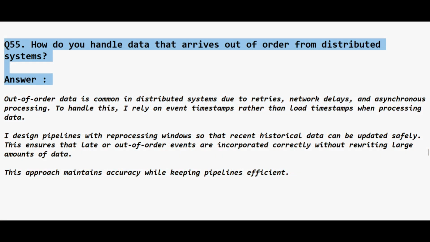Question 55. How do you handle data that arrives out of order from distributed systems? Answer. Out-of-order data is common in distributed systems due to retries, network delays, and asynchronous processing. To handle this, I rely on event timestamps rather than load timestamps when processing data. I design pipelines with reprocessing windows so that recent historical data can be updated safely. This ensures that late or out-of-order events are incorporated correctly without rewriting large amounts of data. This approach maintains accuracy while keeping pipelines efficient.